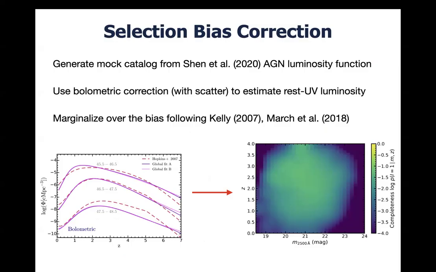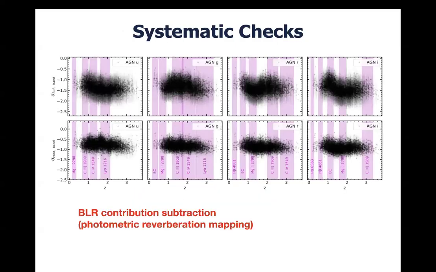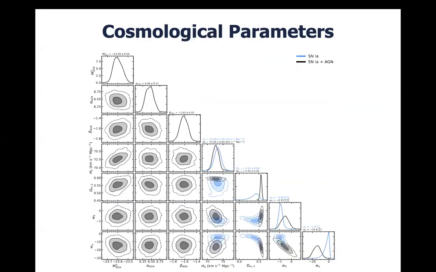I'll skip the selection bias thing because Julia explained that very well. So this is our Hubble diagram, and we tried our best to minimize the chi-squared at the bottom, and that's where we got. And this is the VLR subtraction. You can ask me about that later.